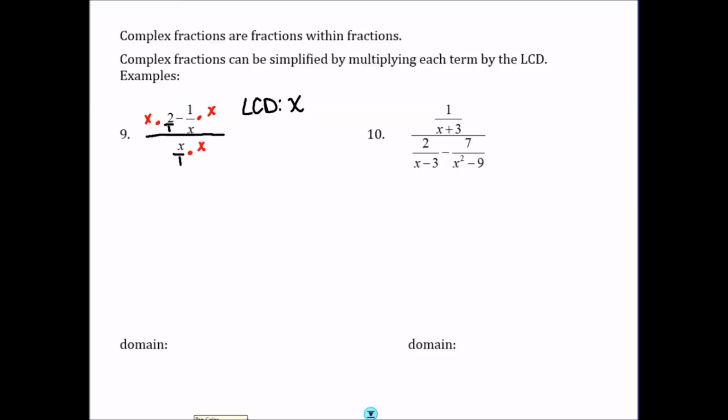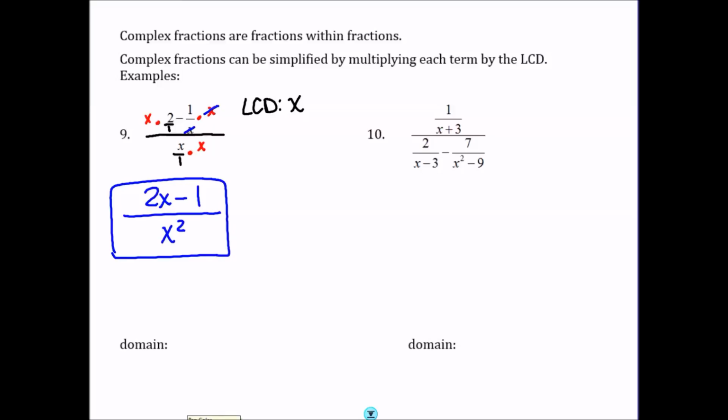This will allow me to cancel out the x in the denominator of 1 over x with that x that I just multiplied by. So now I have x times 2 over 1, or just x times 2, which is 2x, minus, and in this term the x's have canceled out, so I just have minus 1, over x minus 1 times x, which is just x squared. And that is my final answer.